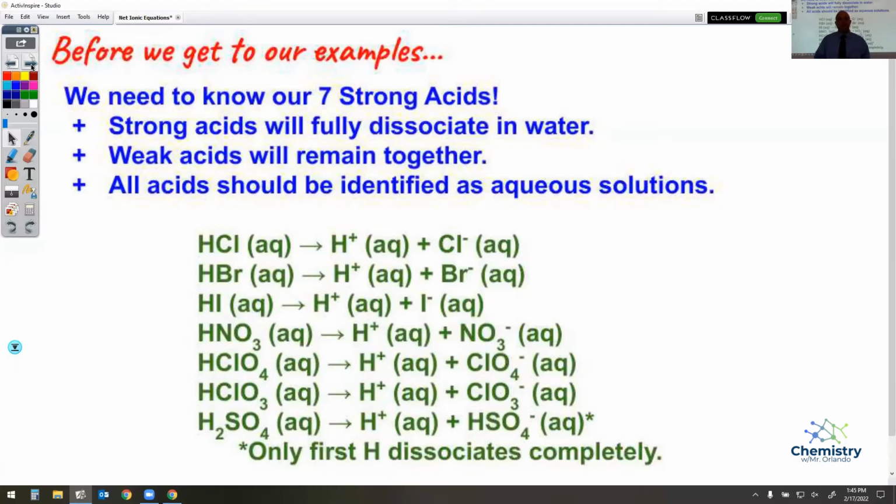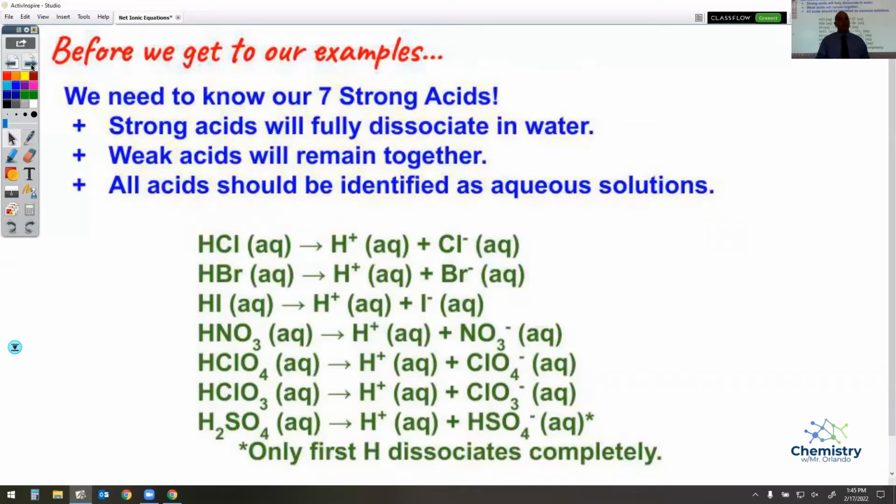Number one, aqueous solutions. Those are solutions that dissolve in water, and they need to be written as separate ions. We'll talk about how to do that when we see an example. However, there is one exception to that.